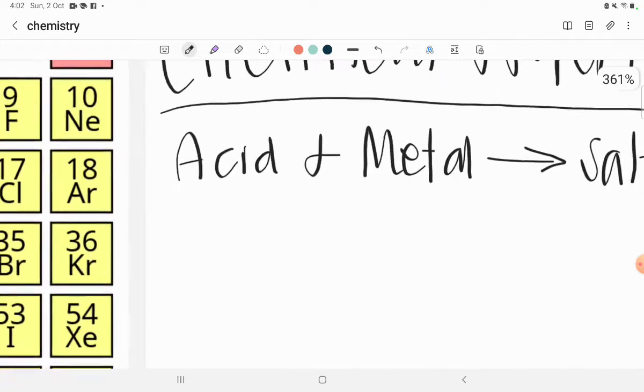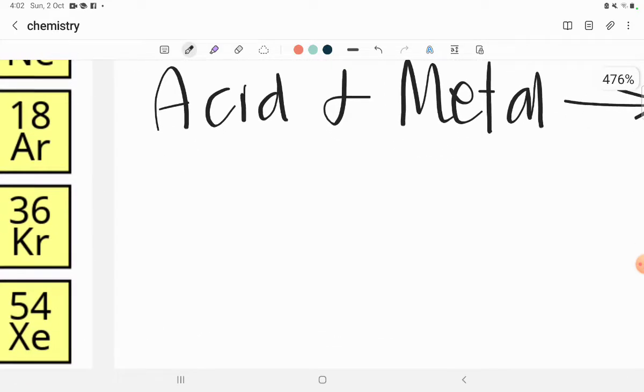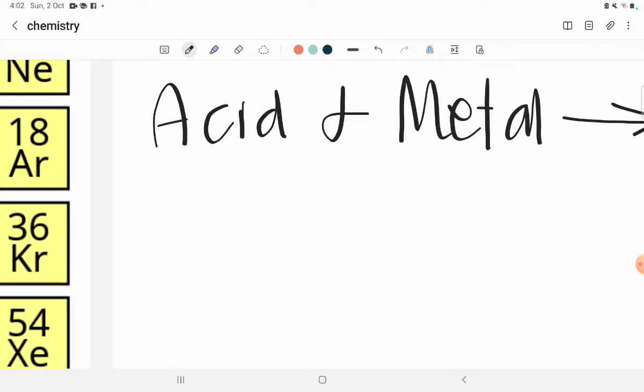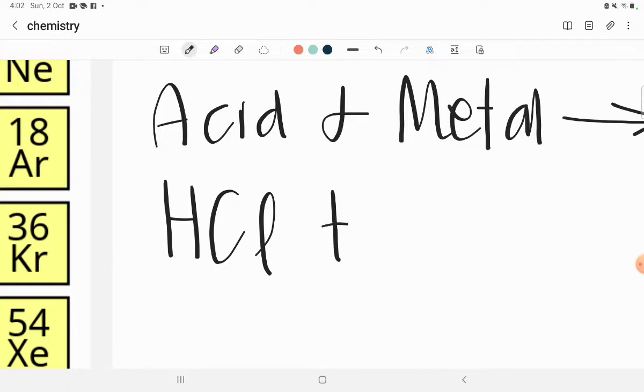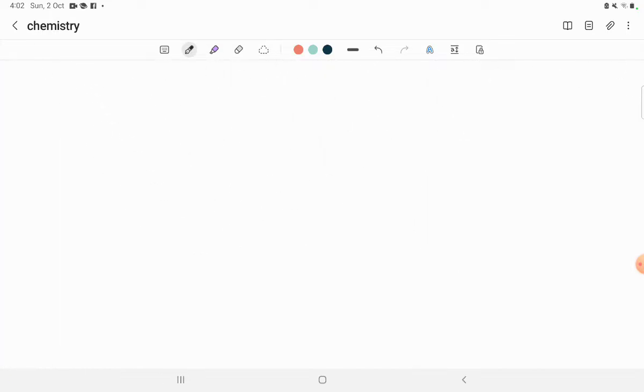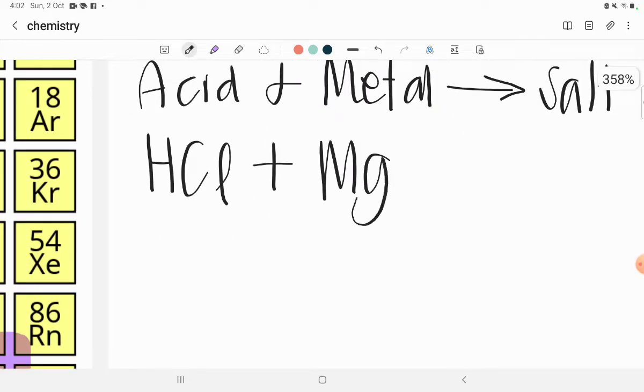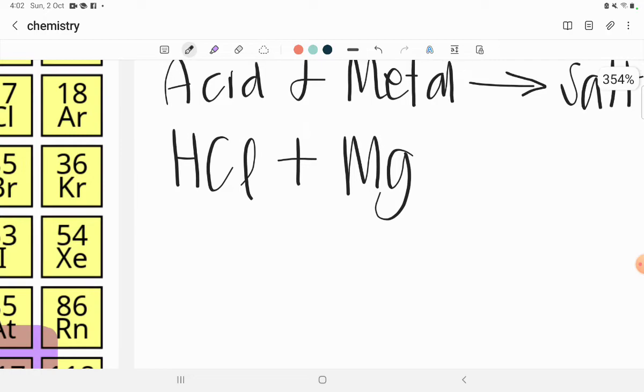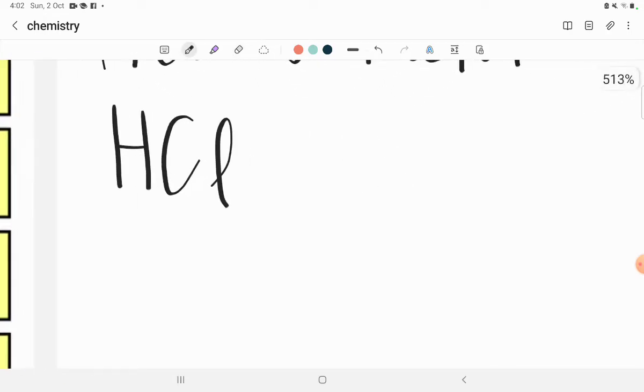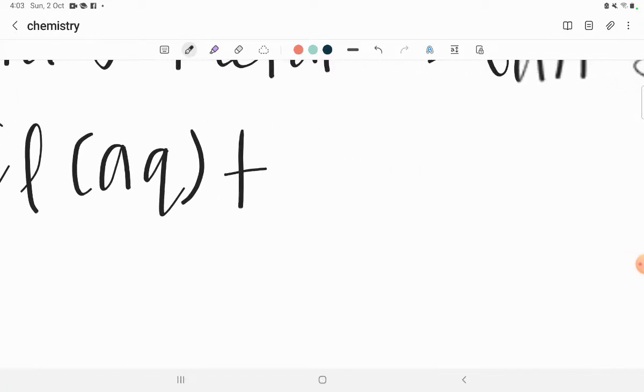Let me give you an example. Let's try HCl plus magnesium metal. Let's include state symbols: aqueous HCl and solid magnesium.